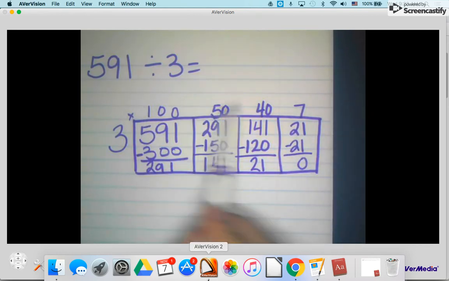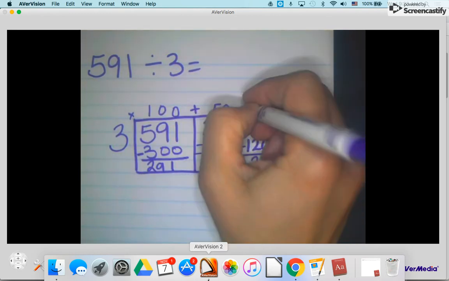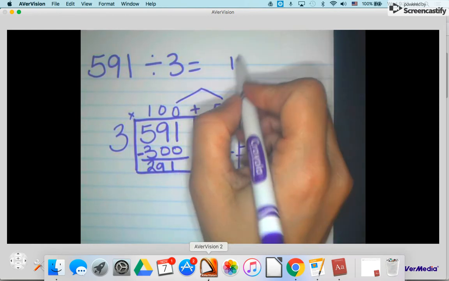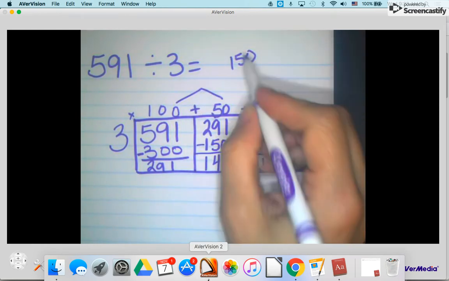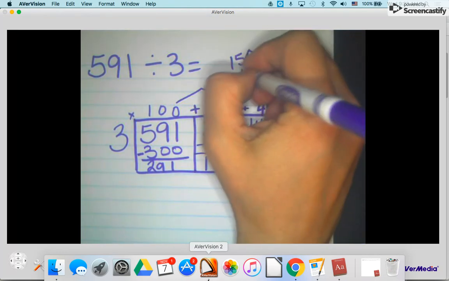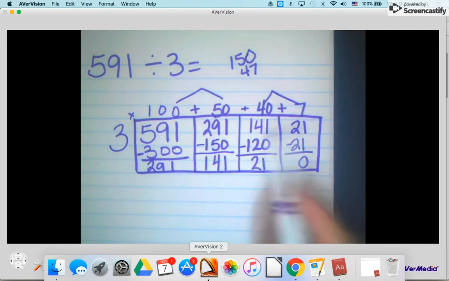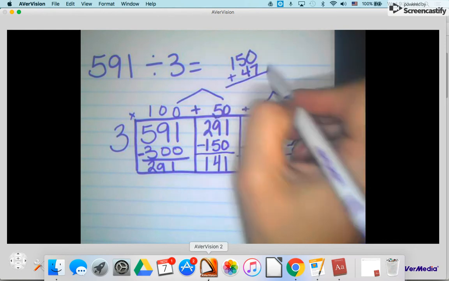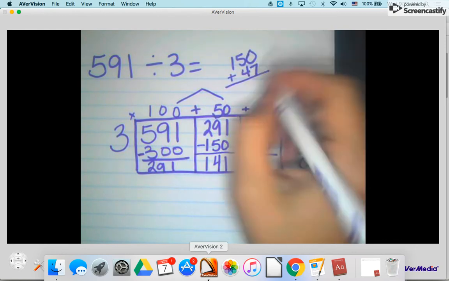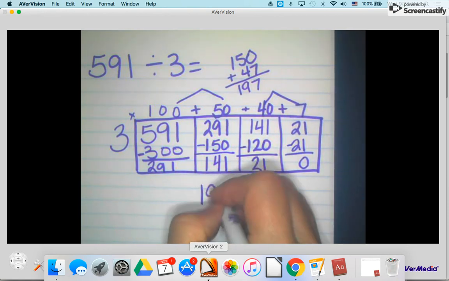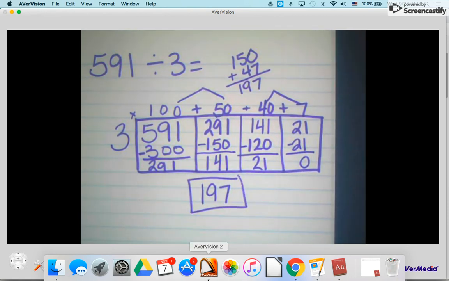These are my partial quotients. And what do I have to do with those? Add these. Good. So you could add 2 at a time. 100 plus 50 is? Very good. 100 plus 50 is 150. And 40 plus 7 is? 47. Good. And when I add 150 plus 147, you get 197. So my quotient is 197.